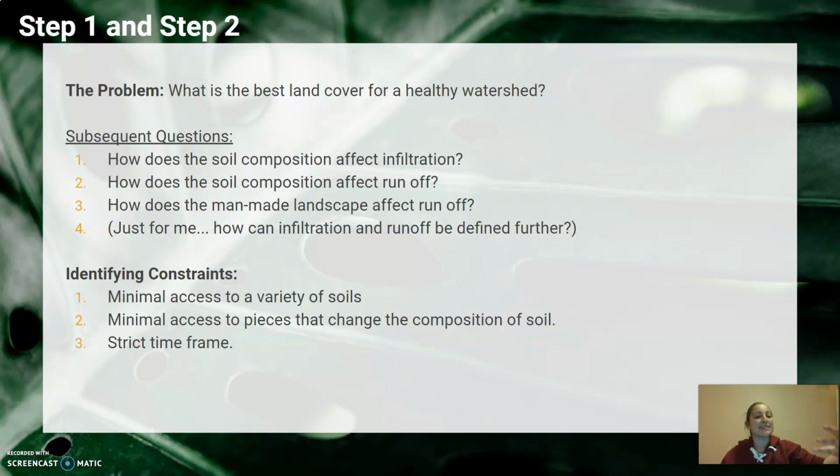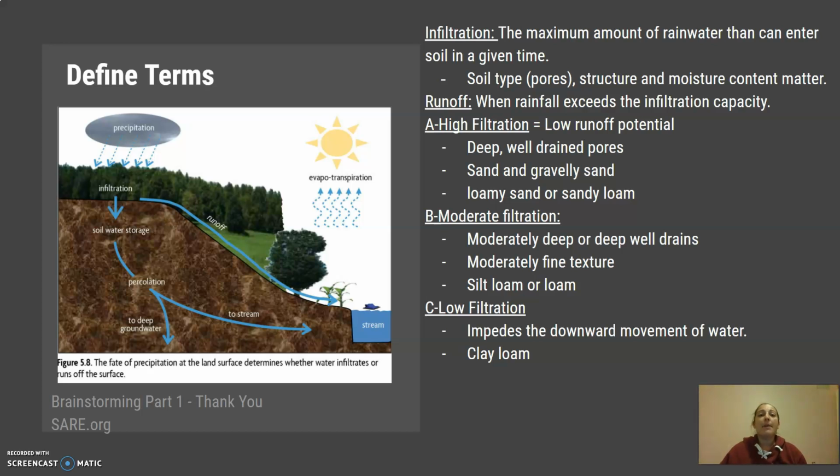That brought about some subsequent questions that really revolved around soil composition, and then that soil composition was really my identifying constraints. So knowing that these were some of my constraints, I also said, hey, I'm not quite remembering enough from my Envirothon days to really start investigating this problem. So my brainstorming started with research, which looked at infiltration and runoff and how can we really define those.